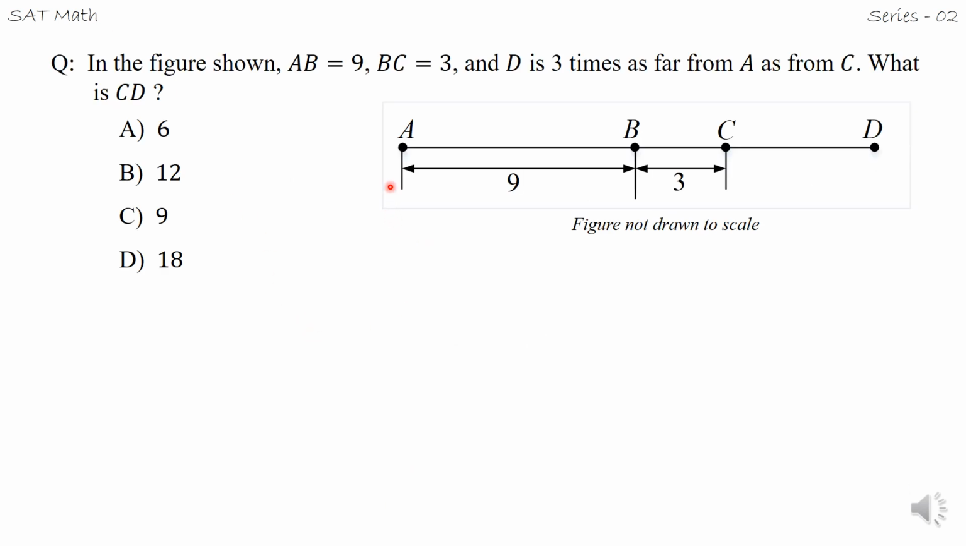In the figure shown, AB equal to 9, BC equal to 3, and D is 3 times as far from A as from C. What is CD? Let CD be X. It is given that AD is 3 times CD.